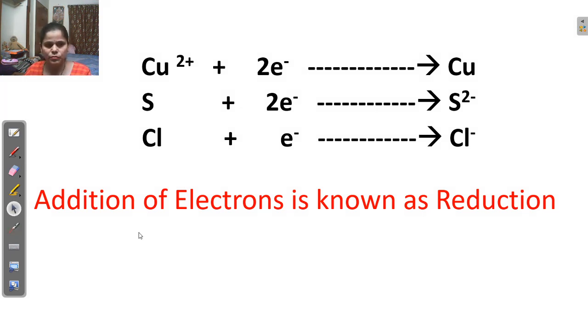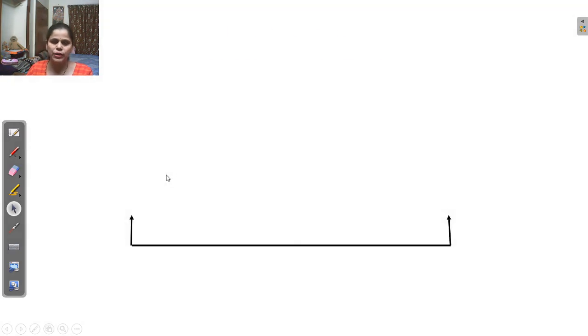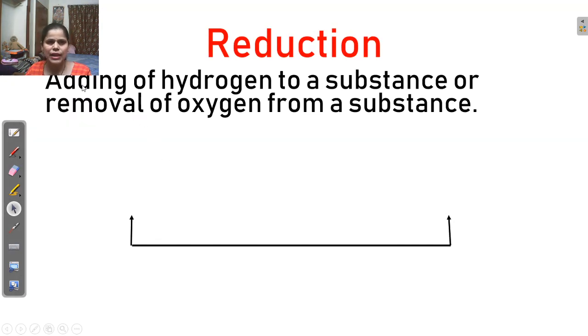Okay, so let's see the definition. What is the reduction? Reduction is adding of the hydrogen. Adding of the hydrogen means adding of the electron. When any atom accepts the electron from the other atom, it forms the anion. So adding of the hydrogen to the substance or the removal of the oxygen from the substance is a reduction.